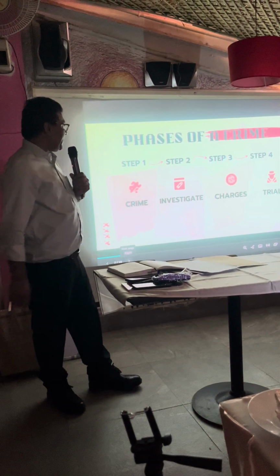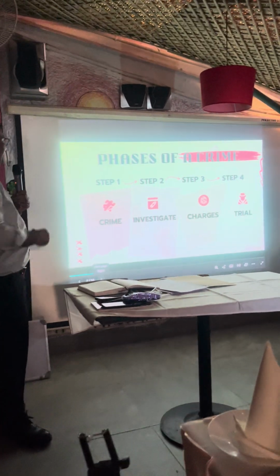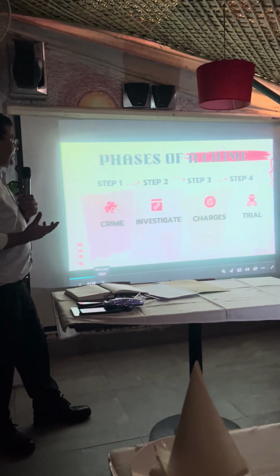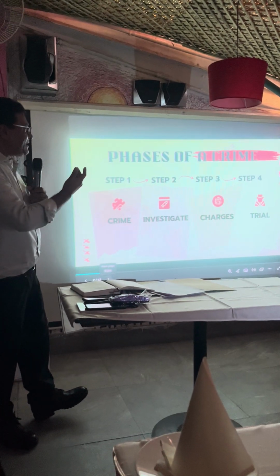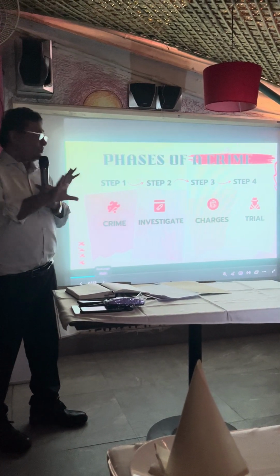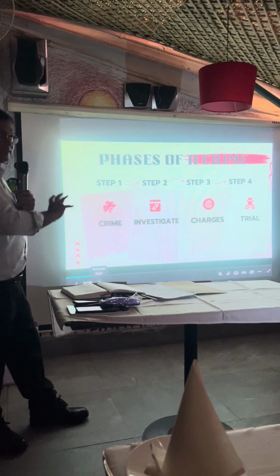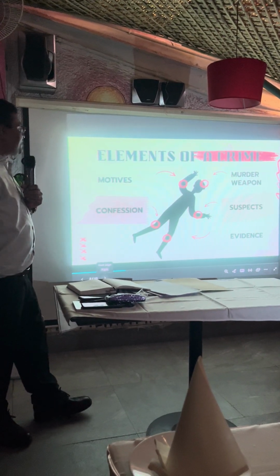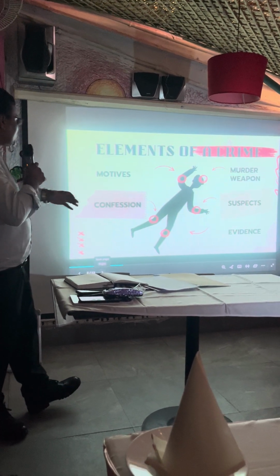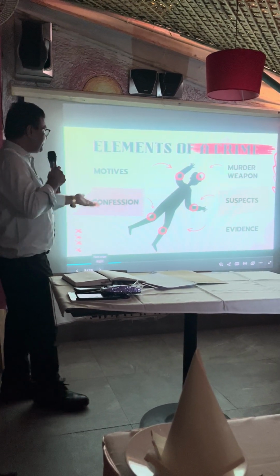Phases of a crime. Kindly see, a crime is committed, it is investigated, a charge sheet is filed, charges are framed, and the last step is that the accused is sent to face the trial. So this is the process in brief. Now what are the elements of a crime? We are focusing on murder.